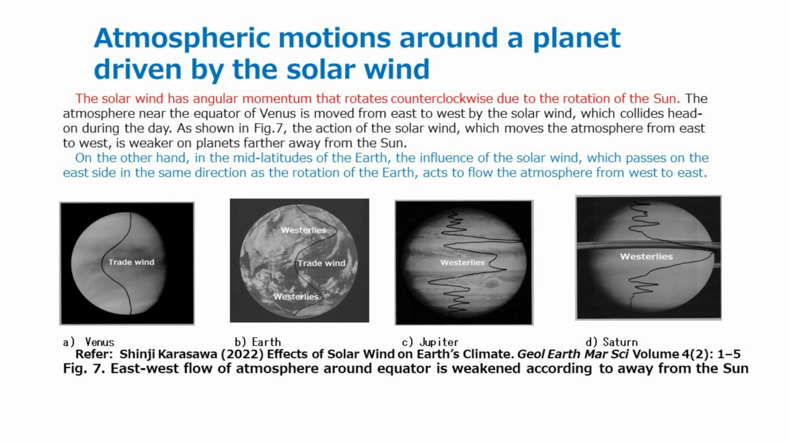0.7, the action of the solar wind, which moves the atmosphere from east to west, is weaker on planets farther away from the Sun. On the other hand, in the mid-latitudes of the Earth, the influence of the solar wind, which passes on the east side in the same direction as the rotation of the Earth, acts to flow the atmosphere from west to east.